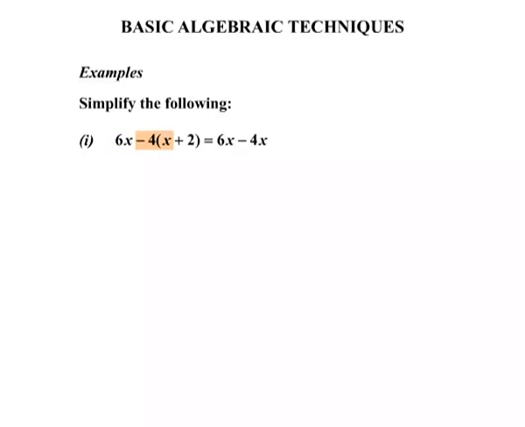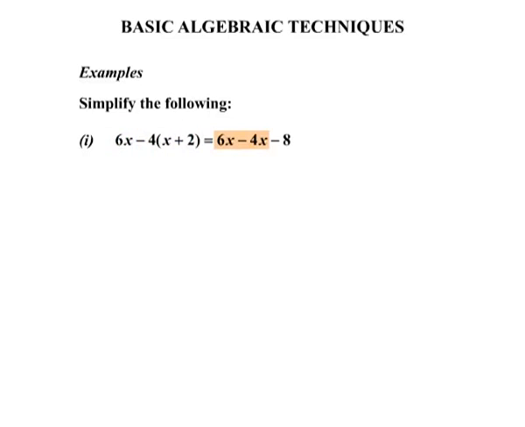In this lesson we're going to go over some basic algebraic techniques. Now we're asked to simplify the following. The first one, 6x minus 4 times x plus 2. Well, that's 6x. Let's just write that down at the moment because it's out there by itself. That minus 4 needs to multiply. So minus 4 times x is minus 4x, and the minus 4 times positive 2 is minus 8.